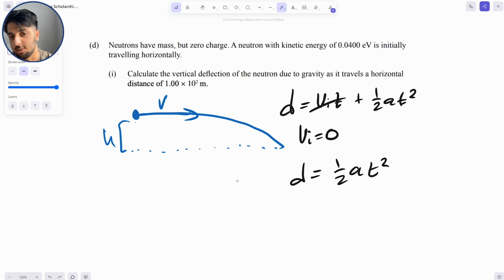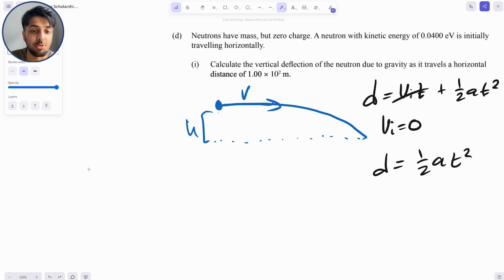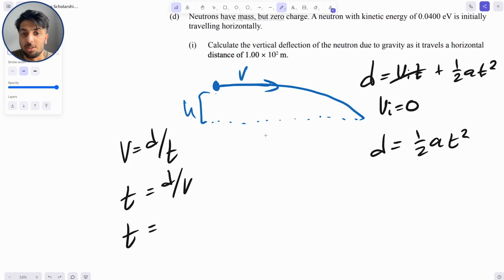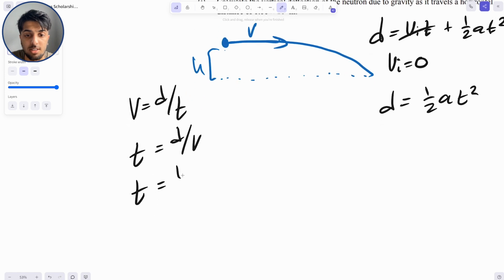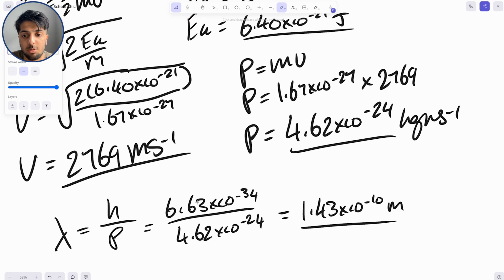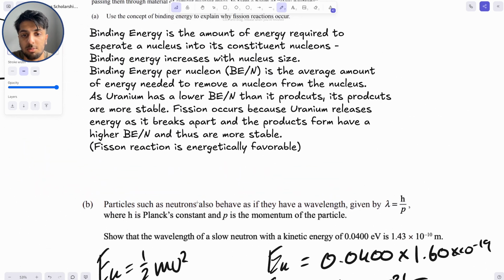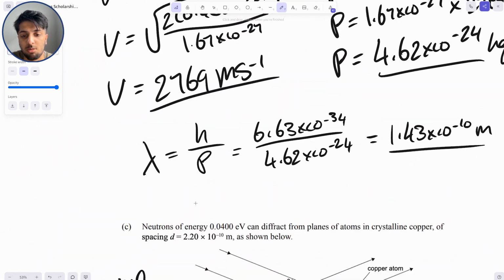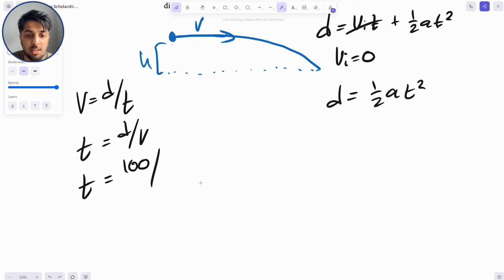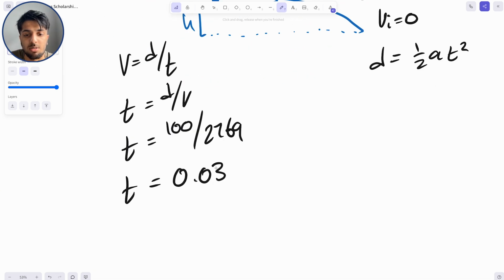But we don't have our time. So we can calculate our time using our trusty old velocity is distance over time. And so our time is our distance over our velocity, as this is our horizontal distance. So that's 100 meters divided by our velocity, which we calculated up here, somewhere. Oh yep, right here. 2769, and our time is 0.036 seconds.